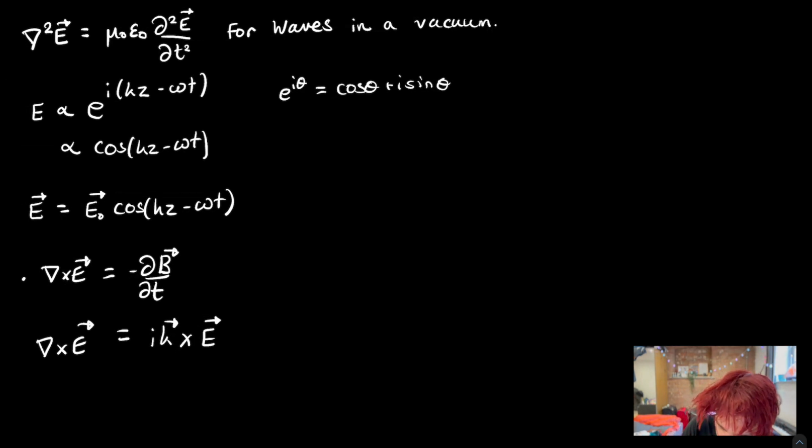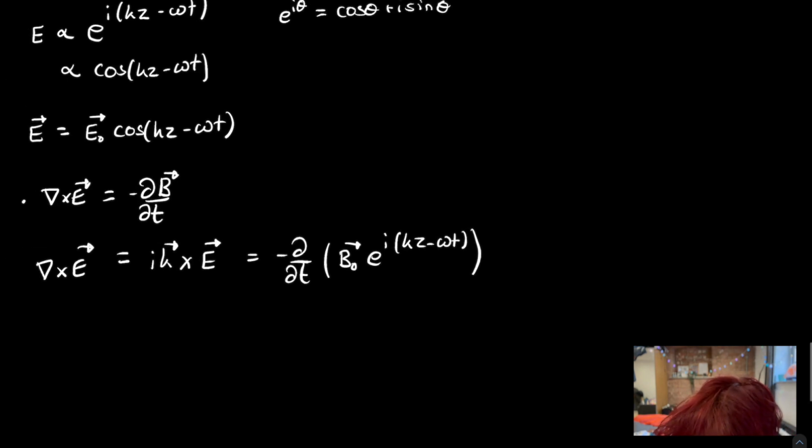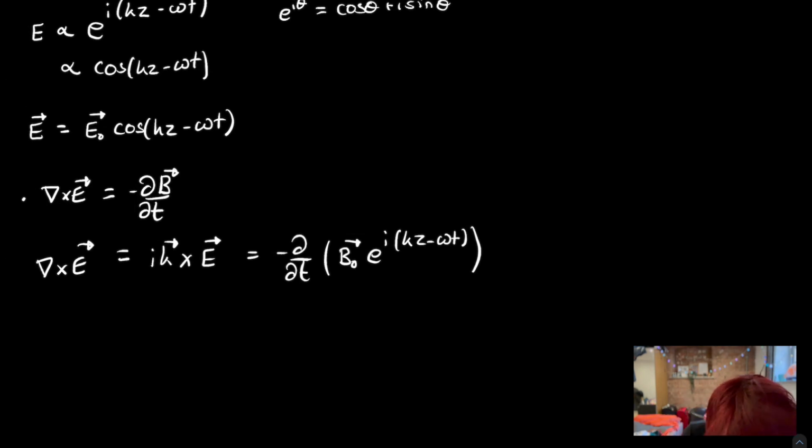And what we can do is say that this is equal to minus the derivative of B. But what is B? Well, B also satisfies a wave equation. And so we can say that this is equal to the derivative of B naught times e to the i(kz minus omega t) right here. So that's good. And what happens when we differentiate B? Well, when we differentiate B, we're differentiating with respect to time this time. And this is going to bring down a factor of i times omega right here.